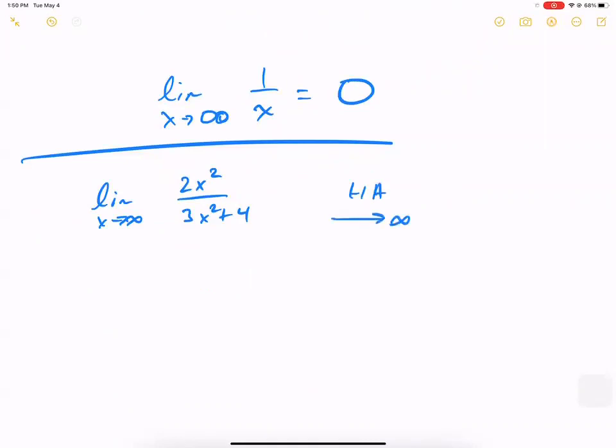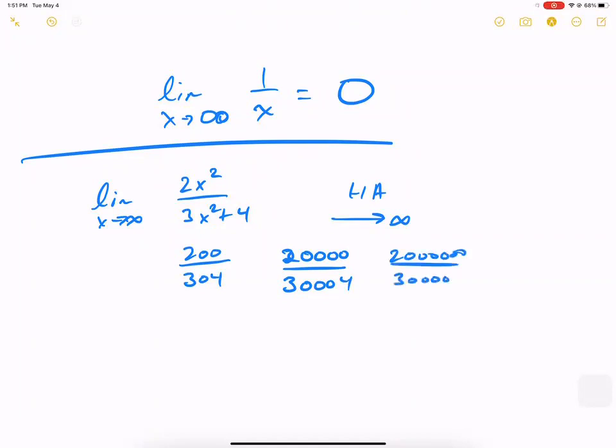What's the horizontal asymptote of a rational with the top exponent being the same as the bottom exponent? Do you guys remember what the answer would be? Now, if you're not sure, let me give you examples. If I plug in 10, wouldn't that be 200 over 304? What if I plug in 100? That'd be 20,000 over 30,004. What if I plug in 1,000? That would be 2 million over 3,000,004.